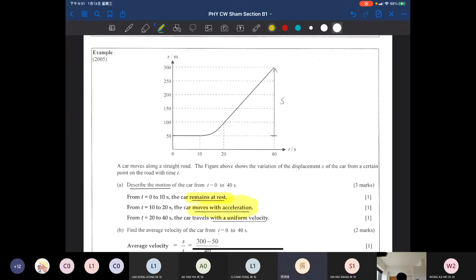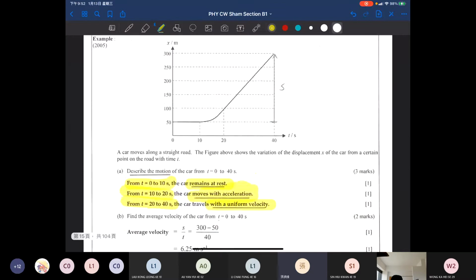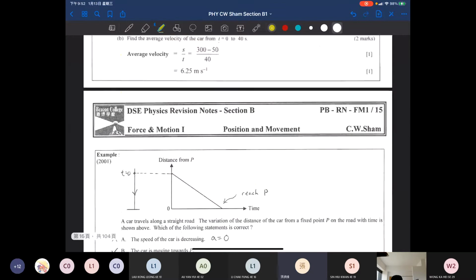And then for the last part, it is moving with a constant velocity or uniform velocity would be accepted. Okay, so you have to state the time interval too. First, you state the time interval, and then you state what the motion is. You describe the motion. Okay. For FH velocity, I don't ask you to calculate this one.